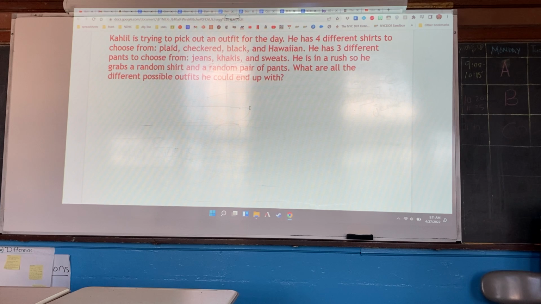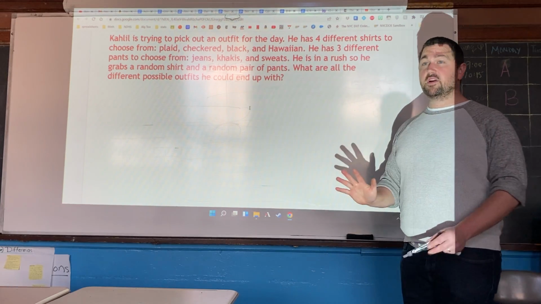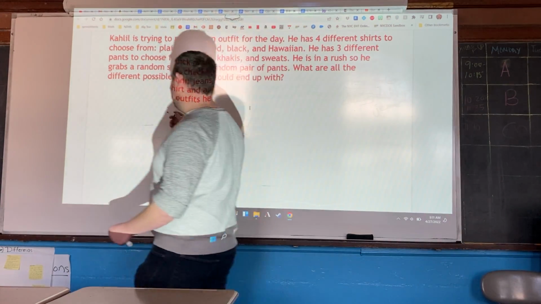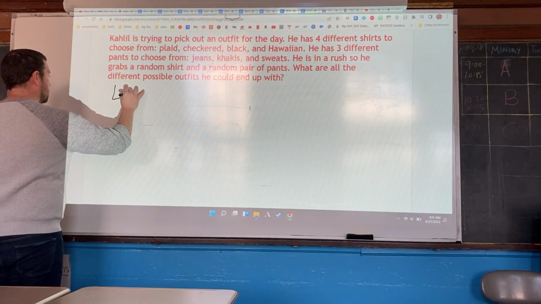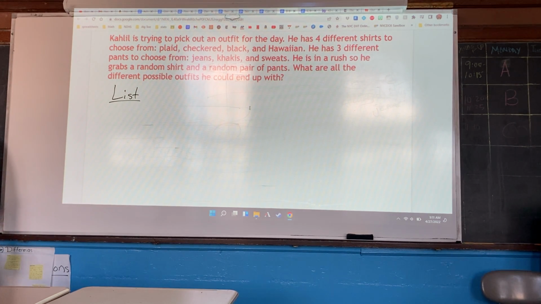Okay. So, close shirt thing I'm for the day. Boom. 4 different shirts, 3 different pants. The first method we're going to look at is what is called a list. We're going to generate a list of all the possible outfits.